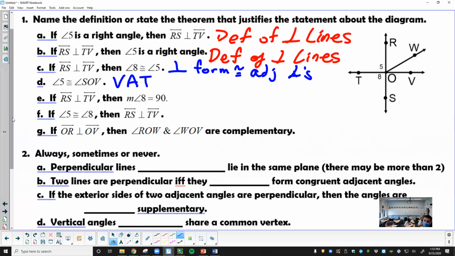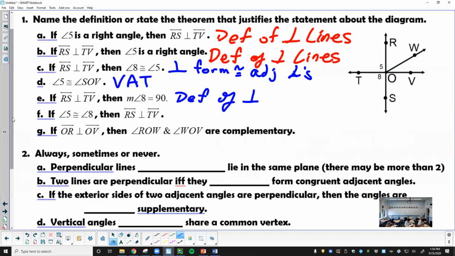All right, RS is perpendicular to TV. What is then going to tell us that the measure of angle 8 must be 90? Quickly, that must be definition. Got to be definition again, right? Because it's saying the lines are perpendicular, they must be 90. Definition of perpendicular lines.